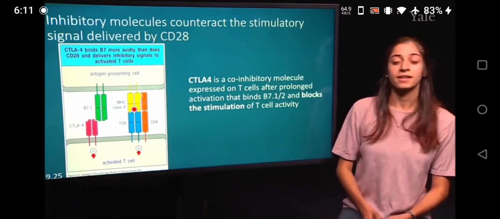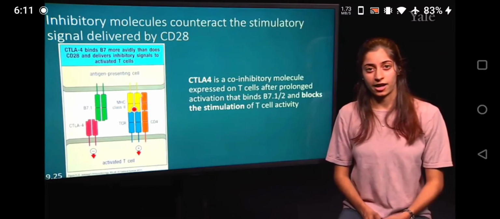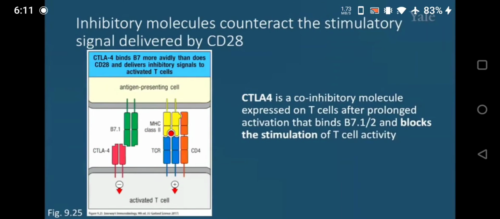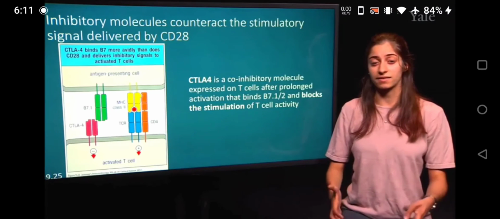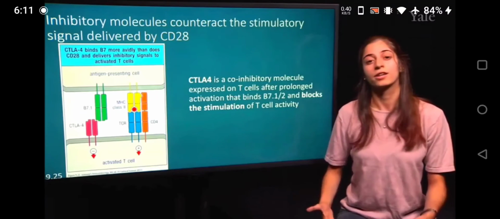CTLA-4, in contrast to CD28, is a coinhibitory molecule. This means that when it signals through B7-1 and B7-2, it downregulates the T cell's ability to activate and proliferate and instead causes it to stop doing its activity and its effector function. CTLA-4 is typically expressed on the surface of T cells once they have been activated for a very long time. You'll see in a second why this is important.